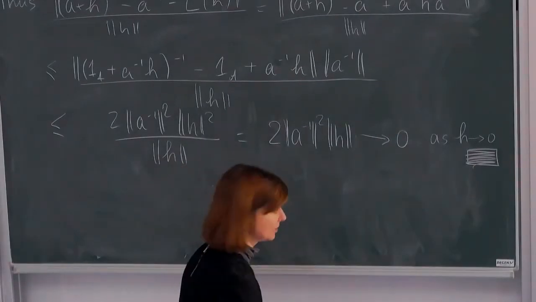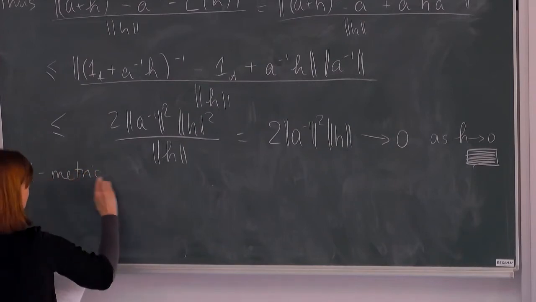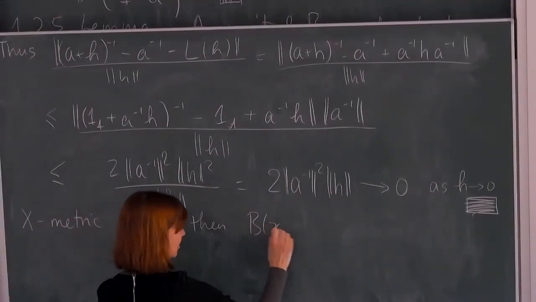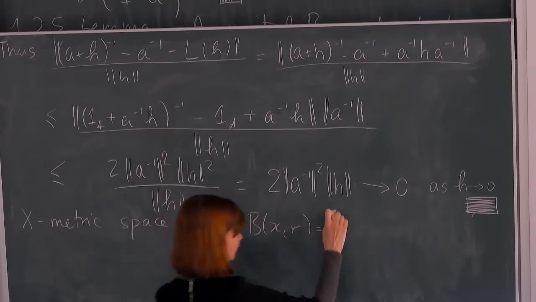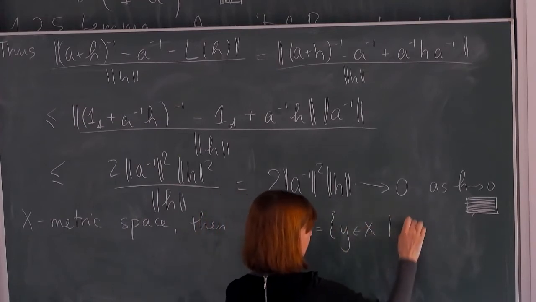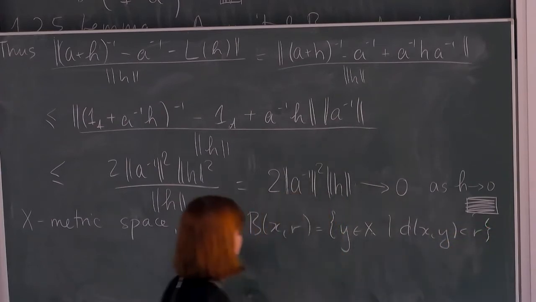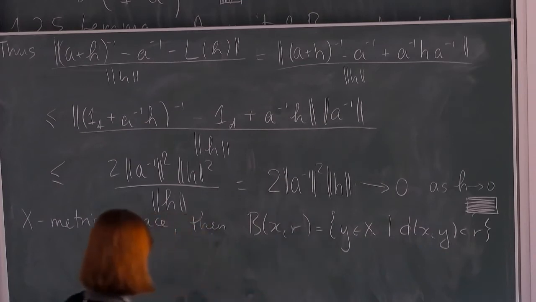Okay, just a bit of notation for a moment. So if X is a metric space, then I will denote by B(X, R) the ball of radius R around X, the open ball. And similarly, the closed ball, I'll just put the closure over there, and then it will be distance less than or equal to R. Okay, so we have the following lemma.